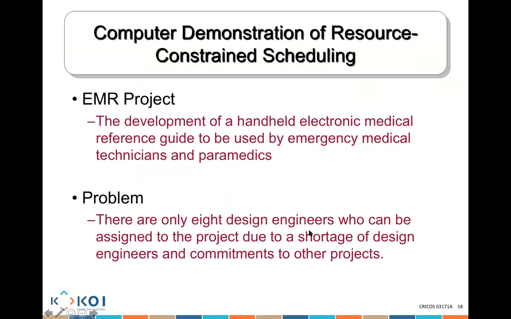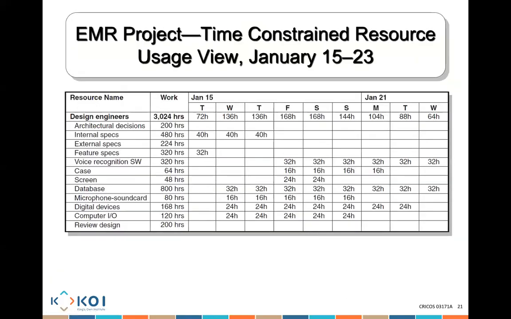If every design engineer is working for 8 hours a day, how many hours do I have per day? I have 8 engineers. Every engineer is working for 8 hours a day. So how many hours do I have available? 64. Now, on Tuesday, I need 72 hours of work. Do I have enough? No. All right, perfect.